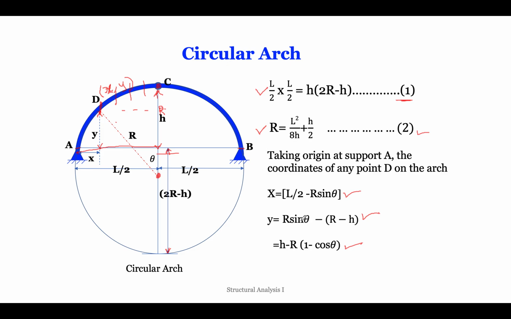So there is a small mistake here, this is not sine, this is r cos theta, sorry. Okay, r cos theta minus r minus h. So finally we get y equals h minus r into 1 minus cos theta. So that is how we get the y distance.